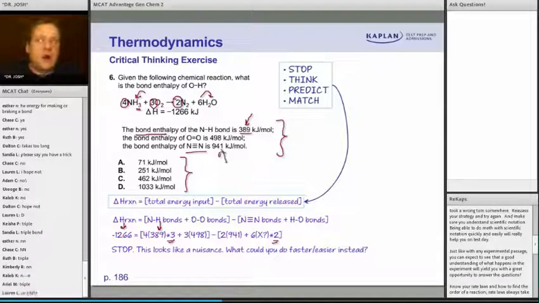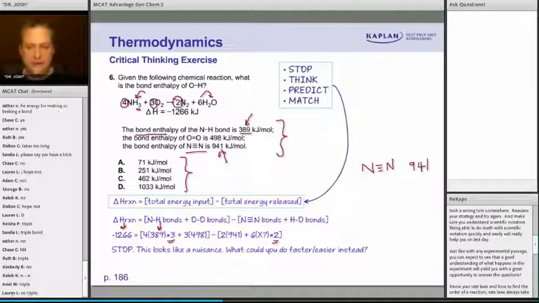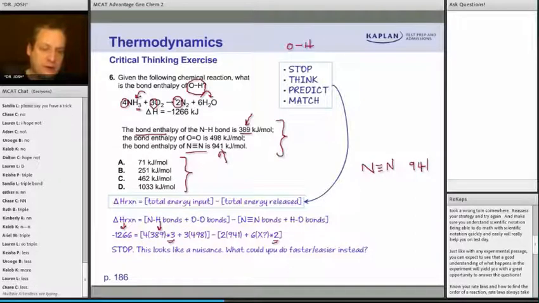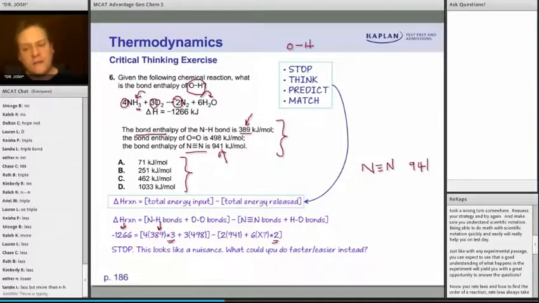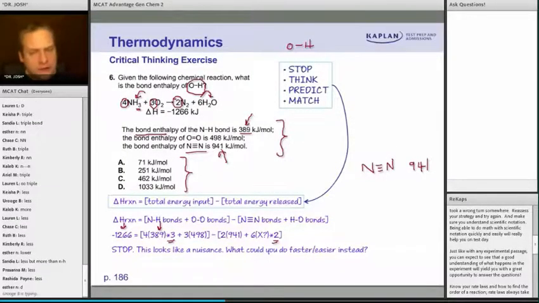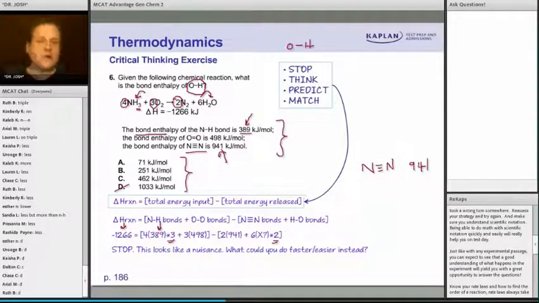Look at these bonds. Which of these bonds has the most energy within it? Which of these bond enthalpies that they gave us had the most? We would assume that a triple bond should be the strongest, and note that it is. So N triple bond N is 941 kilojoules per mole. We're looking for the OH bond, which is a single bond. Should an OH bond have more energy or less energy than a triple bond? Yeah, it's less.